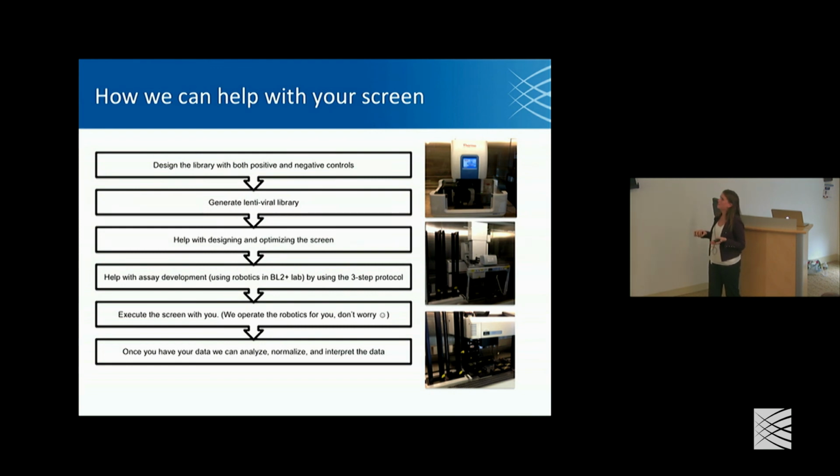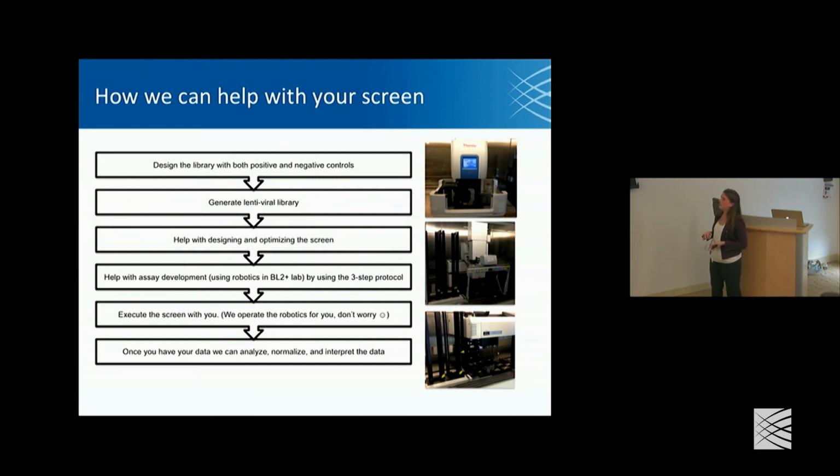We then help with designing and optimizing the screen, doing the assay development using our robotics in our BL2 Plus lab, using this 3-step protocol that I went over. And then we execute the screen with you. So basically, you prepare all your media for me, you hand me your cell plates, and I run the programs that are needed for your screen, and you don't have to worry anything about the robotics. Basically, I hand you back your cell plates, and you're good to go. Put them back in the incubator, and then you don't have to worry about anything else.